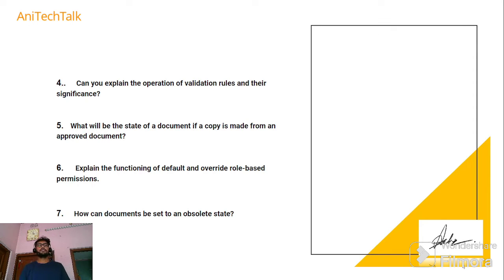And explain the function of default and override role-based permission. This question is telling you that let's say you currently have default permission for particular users, but a requirement comes in that certain users, like archive users or some other users, need that extra privilege.